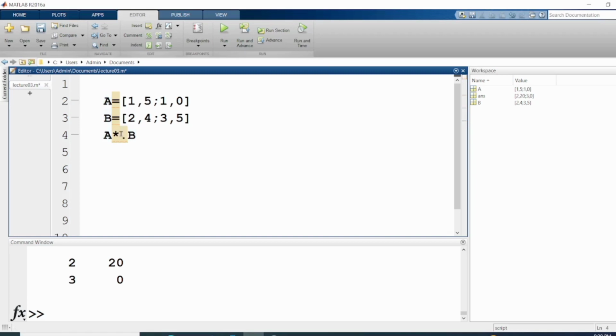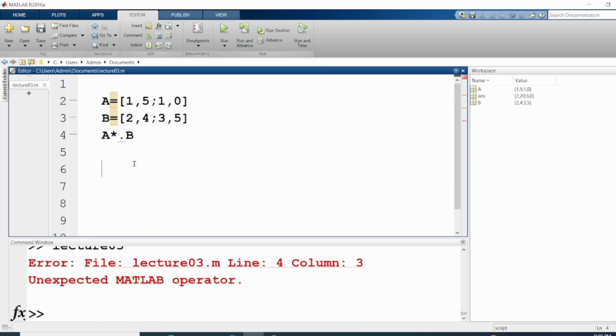Presenting matrices. Now just run it. Now you can see this is an error. So you must remember these things. It's not a difficult task. It's an easy task in MATLAB.